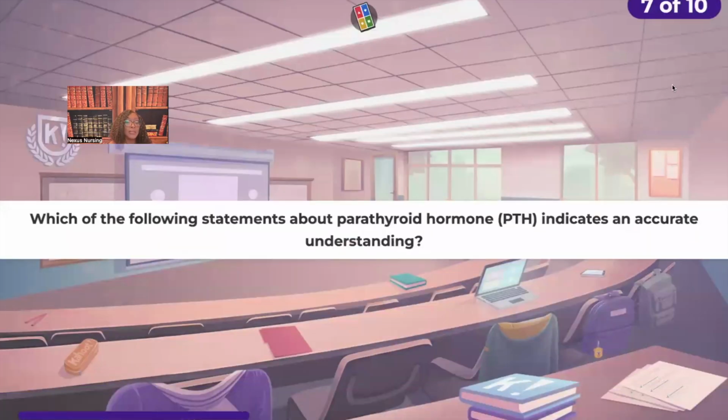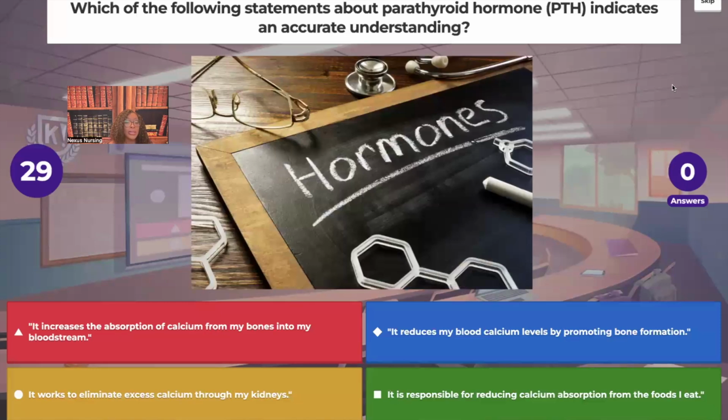Which of the following statements about parathyroid hormone indicates an accurate understanding? It increases the absorption of calcium from my bones into my bloodstream. It reduces my blood calcium levels by promoting bone formation. It works to eliminate excess calcium through my kidneys, or it is responsible for reducing calcium absorption from the foods that I eat. What do you guys think?